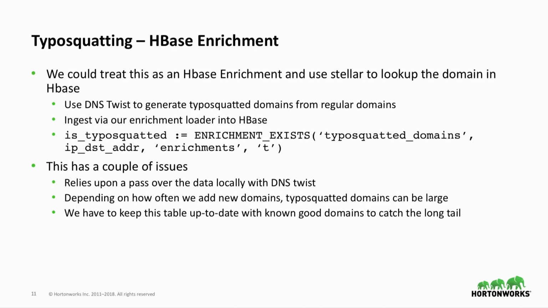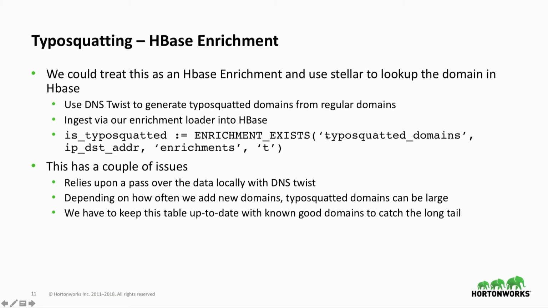Okay, so let's start with the HBase enrichment, very simply. We treat HBase as that table. First we use a program like DNS Twist to generate all the typosquatted domains. All of those are keys, right? The key is the domain. So you could think of the HBase table as just a giant set. And you can interact with that HBase table through Stellar. And this is the Stellar expression here. Enrichment exists. So it's an existence query inside of that HBase table.